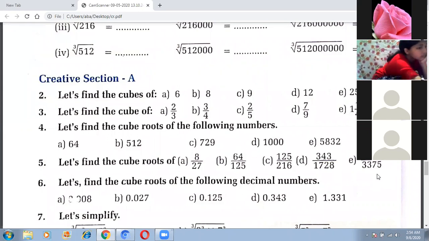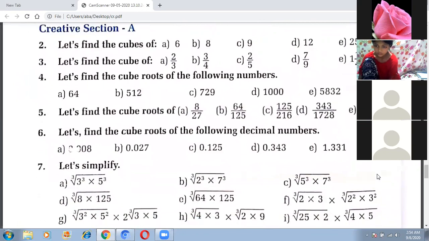And here also the cube and cube root cancel. After the cube root cancels, what is left? 2 by 10. Yes? 2 by 10, now you convert into decimal. 2 by 10 means 0.2. 2 by 10 means 0.2, or not? Yes. Now all of you do the next question. Last number: 1.331. Find the cube root of 1.331.